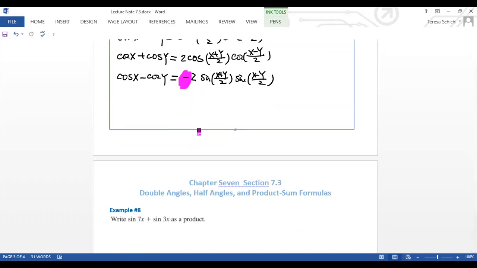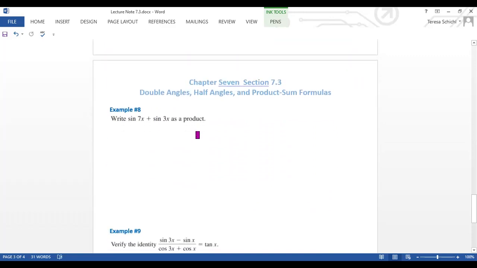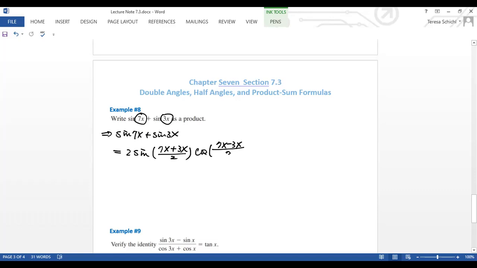The example is to write sine 7x plus sine 3x as a product. It's a sine plus a sine, so it equals 2 sine of the sum divided by 2, times cosine of the difference divided by 2. So I have sine 7x plus sine 3x, which is 2 sine of (7x plus 3x) over 2, then cosine of (7x minus 3x) over 2. That is 2 sine 5x cosine 2x.